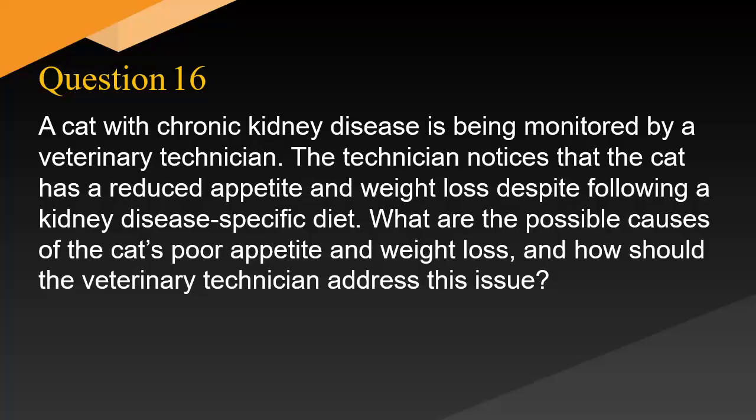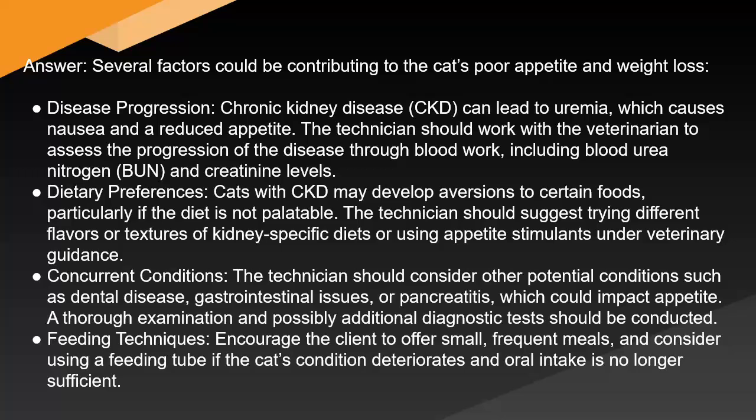A cat with chronic kidney disease is being monitored by a veterinary technician. The technician notices that the cat has a reduced appetite and weight loss despite following a kidney disease-specific diet. What are the possible causes of the cat's poor appetite and weight loss, and how should the veterinary technician address this issue? Answer: Several factors could be contributing to the cat's poor appetite and weight loss.